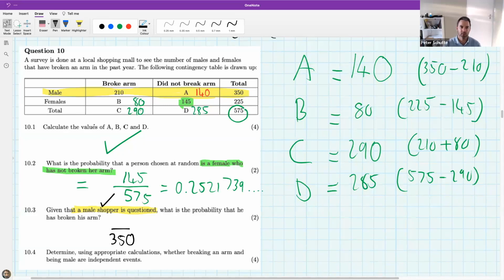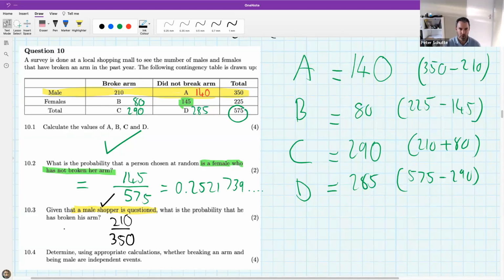Well, they're 210, it looks like to me. So if I look here, if you're a male, there's 350, 210 broke, 140 didn't, has broken his arm. So that should be 210 out of 350.